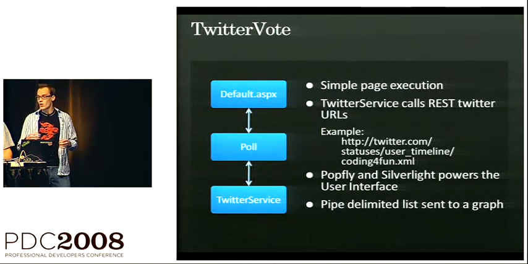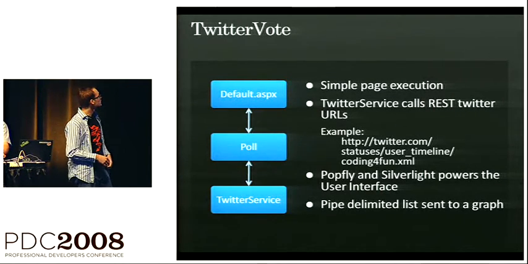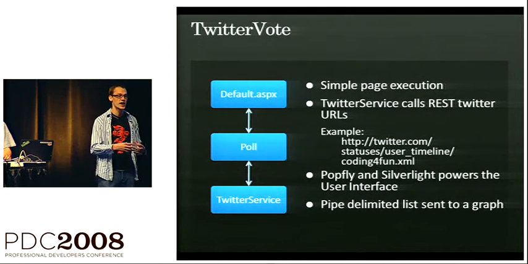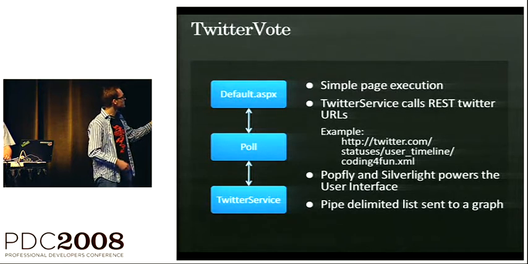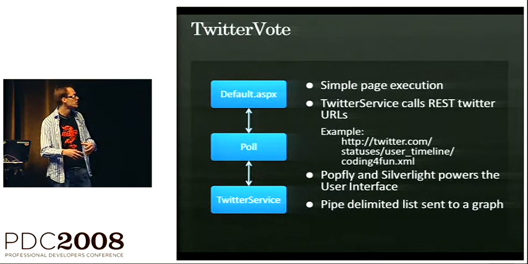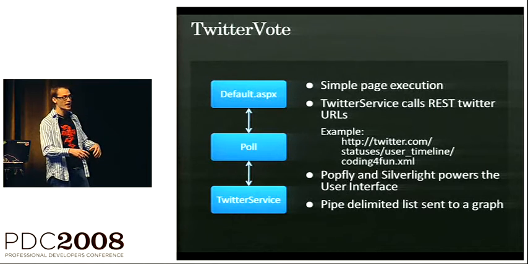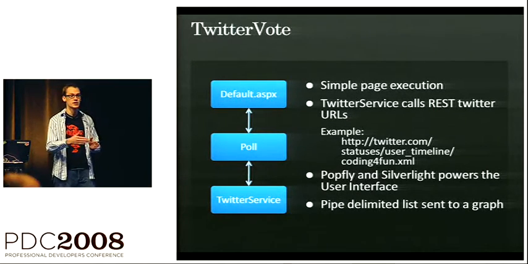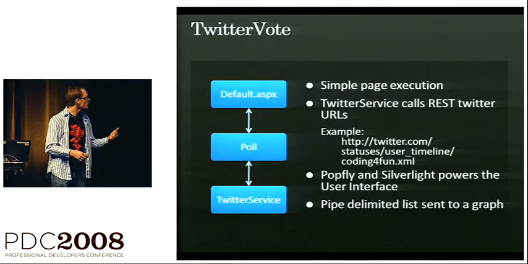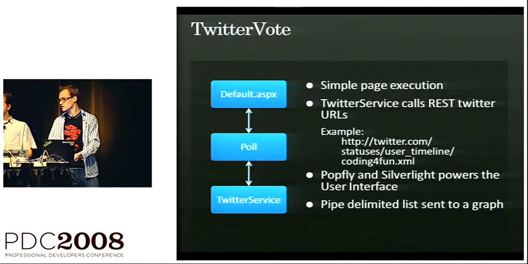So how we set up the application is a very simple ASP.NET application. You have your default.aspx, which calls your polling class, which then calls the Twitter service class. The Twitter service class then calls a REST API from Twitter, which there's an example of it. I'll show you the XML that you'll get back later. We parse it through some magic LINQ, and then we send back up the results to the default.aspx, and then we send it to Popfly to create a rich polling chart. And the list that we send to Popfly is a pipe delimited list. Go to the next. I think now it's demo.